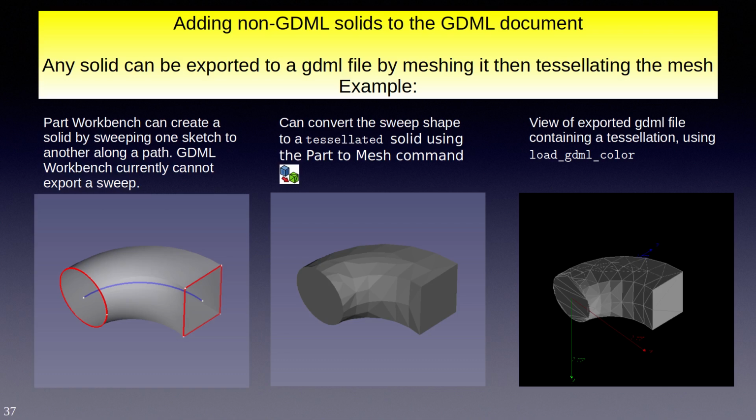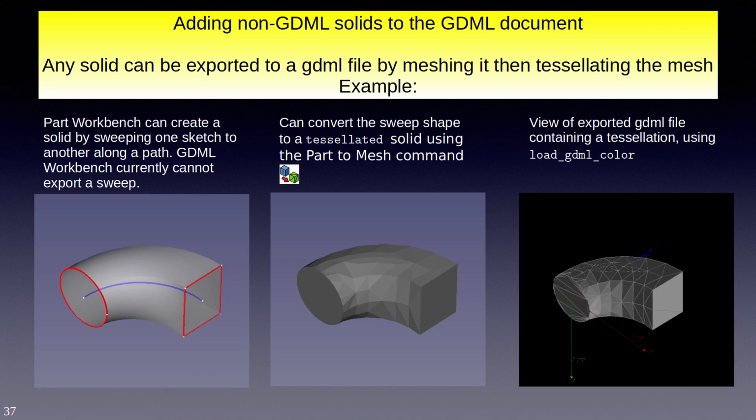However, just about any closed shape can be exported by meshing it and then exporting the mesh as a GDML tessellation. There are commands in the GDML workbench for meshing objects, but the Mesh Design workbench offers many additional tools for meshes. Here is an example.